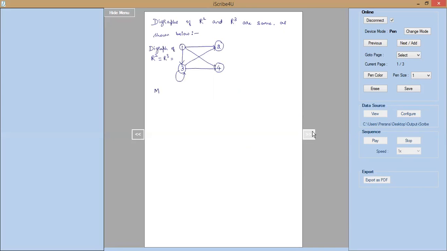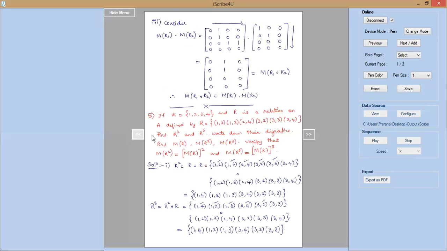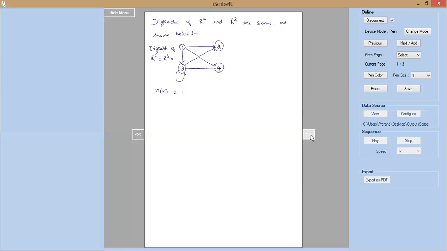Matrix of R is a relation R on A, on A. So A has how many elements? The set A has 4 elements. So it is a 4 cross 4 matrix, with 1 2 3 4 along the rows, and across the columns also 1 2 3 4. So let us represent that, the matrix of R we are writing.